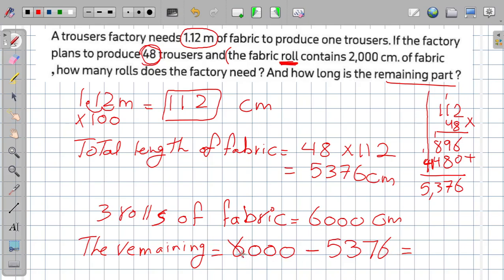So I will borrow from 6, it becomes 5, 0 becomes 9, 0 becomes 9, and 0 becomes 10. So 10 minus 6 equals 4, 9 minus 7 equals 2, 9 minus 3 equals 6, and 5 minus 5 equals 0. So the remaining will be 624 centimeters.